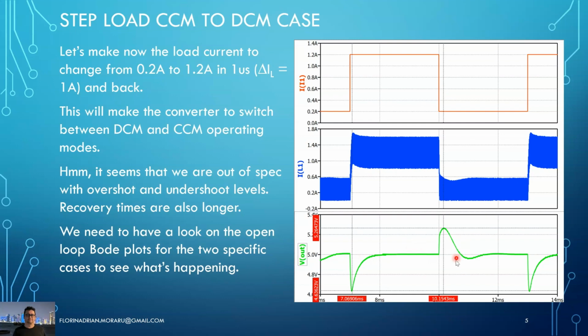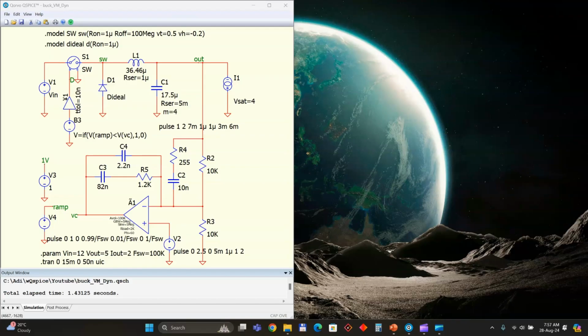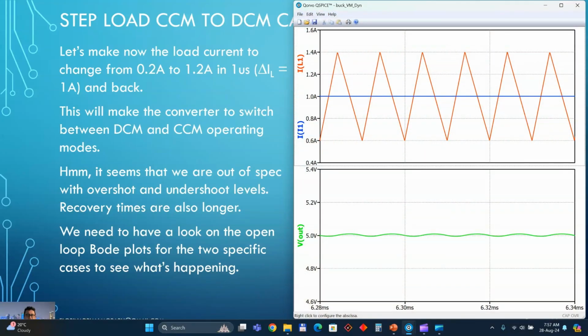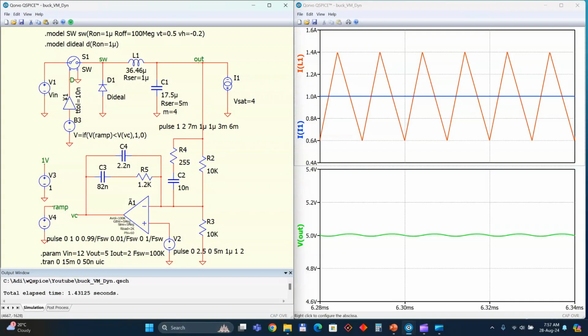And to understand why this is happening, we need again to look at the Bode plots or the AC response. But first, let's have a look again at the simulation file. Yeah, so here we are. We can actually change here, let's see, 0.2 amps, and then we will go to 1.2 amps.